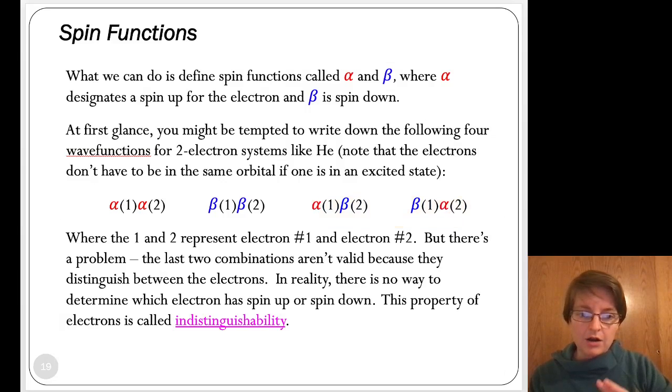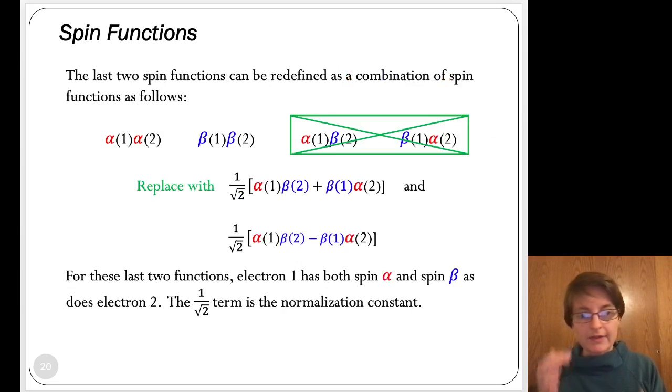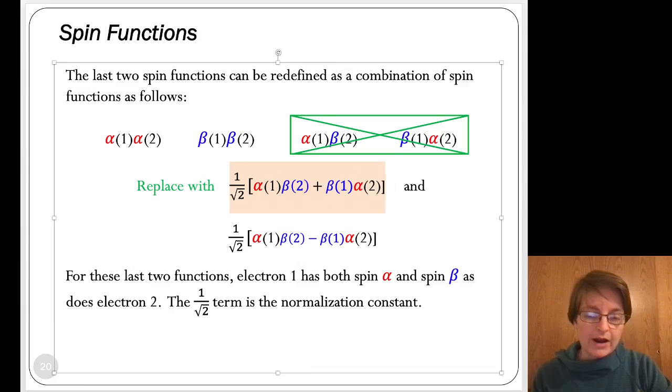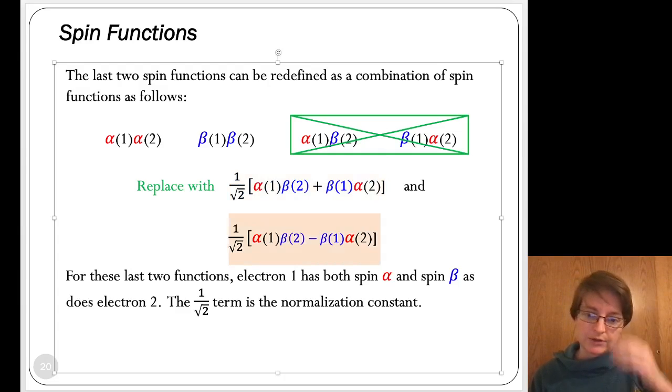So to change up our spin functions a slight amount so that they do account for the property of electrons known as indistinguishability, we need to redefine these last 2 functions as more appropriate linear combinations. And so what you'll notice is that we're going to replace these 2 bad functions, because they don't take into account indistinguishability, with a linear combination where I am adding together the alpha and beta spin functions, and a second combination where I'm subtracting the 2 of them.